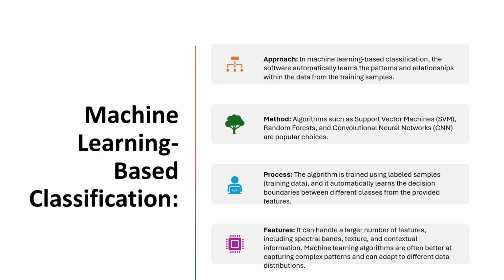While coming to machine learning, the software automatically learns the patterns and the relationship between your data and the training samples. For algorithms, we use support vector machine, random forest, and a popular method like neural networks. But in this course we are covering support vector machine and random forest. The accuracy of a machine learning method is 100% dependent upon your training data.